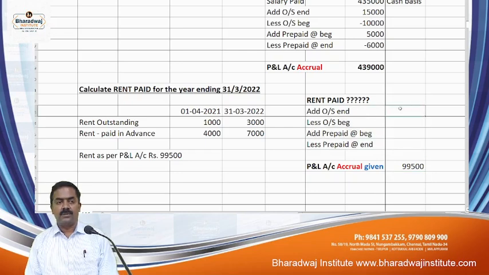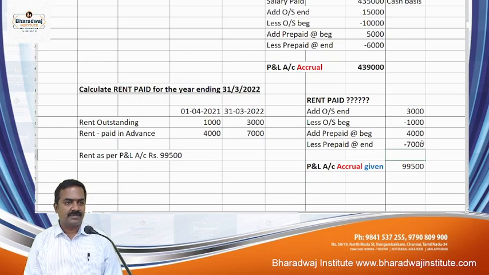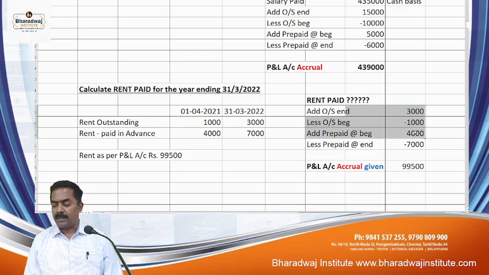Normally we'll add outstanding at the end minus outstanding at the beginning. Prepaid at the beginning we will add, prepaid at the end we will reduce. This is a forward working. When we go reverse, what to do? Listen for a minute here. When we go forward, add outstanding at the end minus outstanding at the beginning. Add prepaid at the beginning minus what? Prepaid at the end. Are we going to do forward working or reverse working? So what to do now?